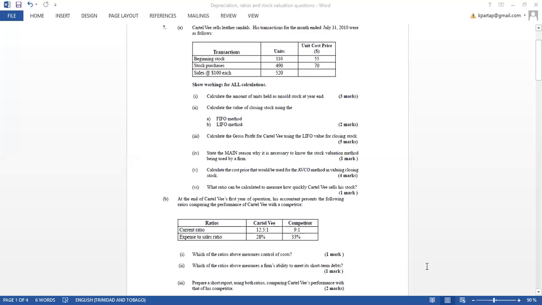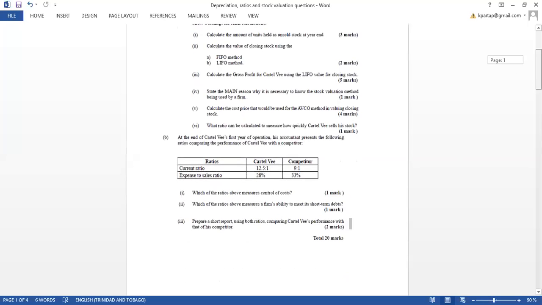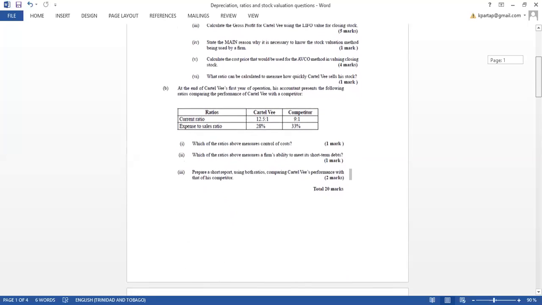Okay, so the next part of the question: what ratio can be calculated to measure how quickly Cartel V sells his stock? So basically we want to know how quickly he turns over his stock. So the ratio we would use there would be what we learned about yesterday, the stock turnover ratio, right? So, simple question, they didn't even ask you for the formula. They just want to know which one you would use. So the stock turnover ratio. And we go down to part B now.